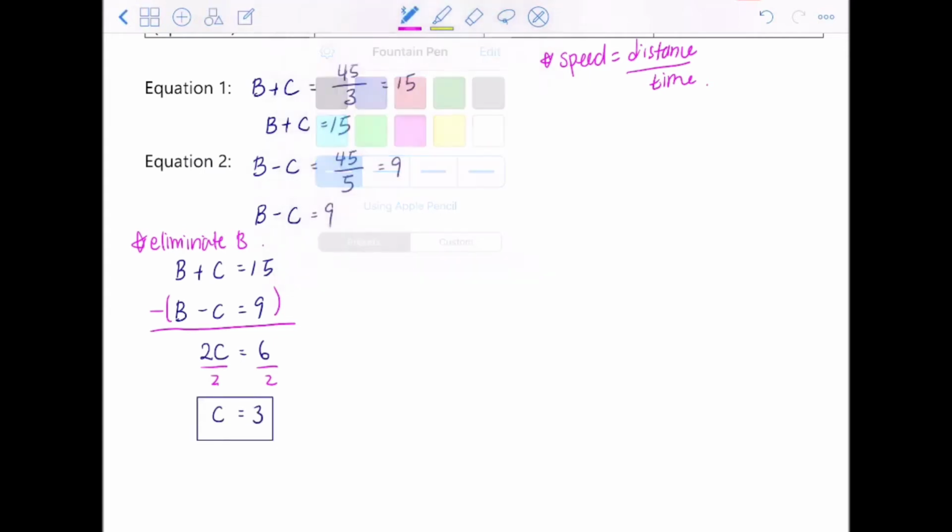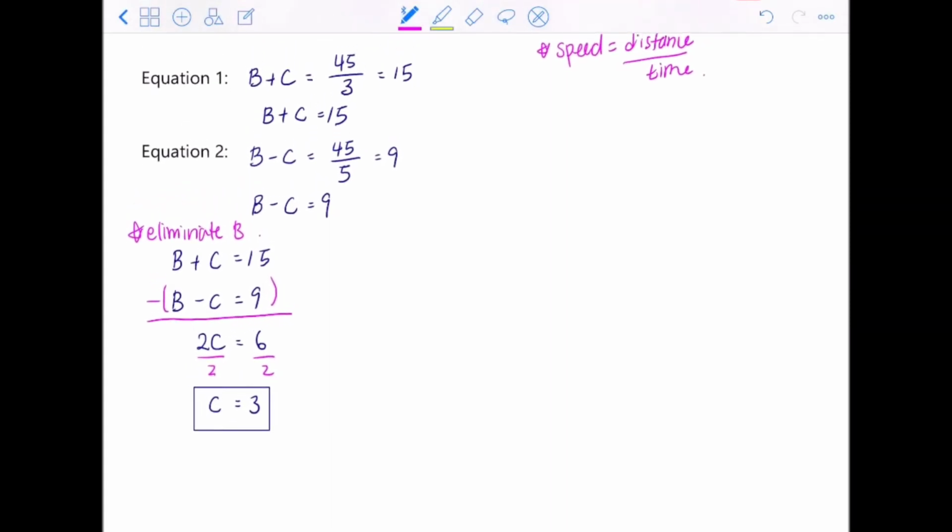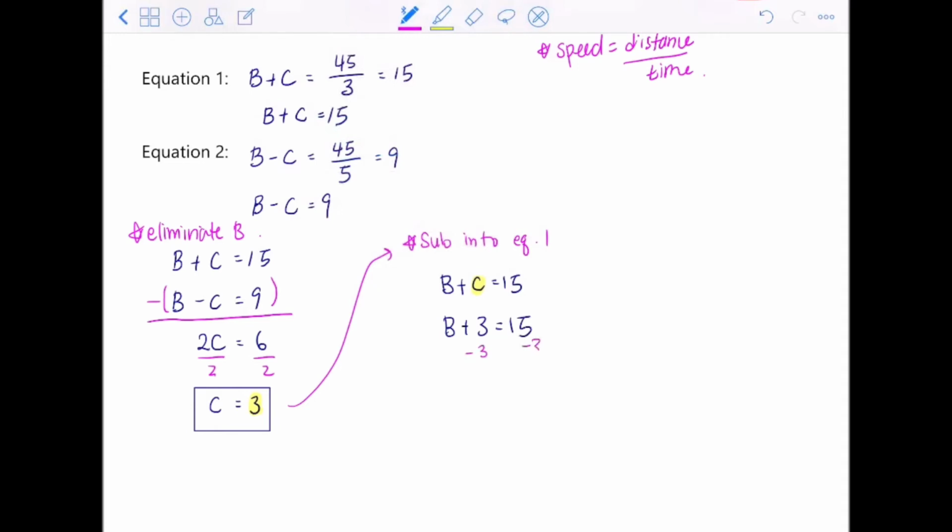We're going to sub this into, and then sub into equation 1. It's okay to sub it into equation 2, it really doesn't matter. So b plus c equals 15. I'm going to sub 3 into my c here. b plus 3 equals 15. We isolate b by subtracting 3 on both sides. We get b equals 12.